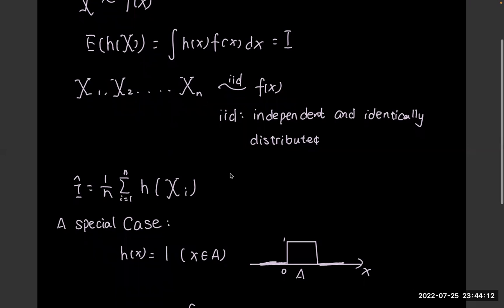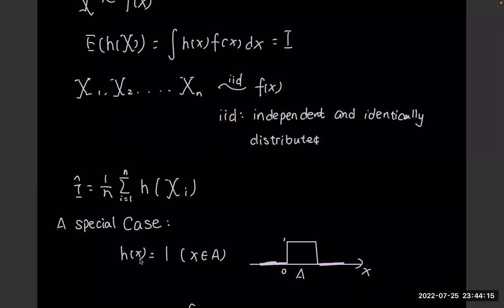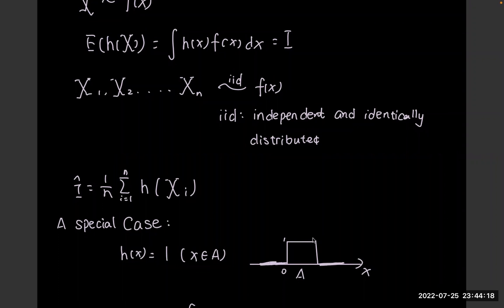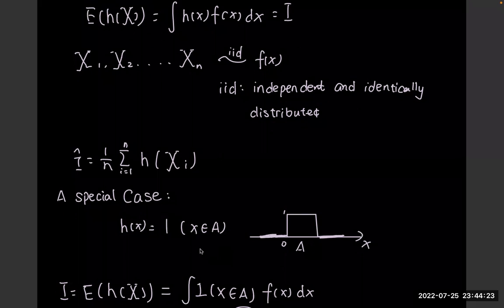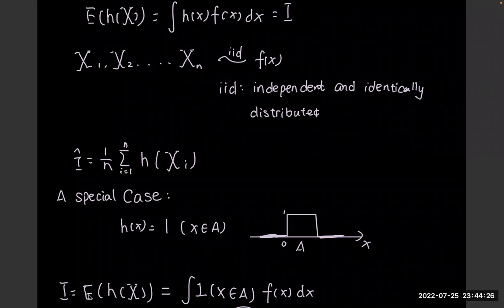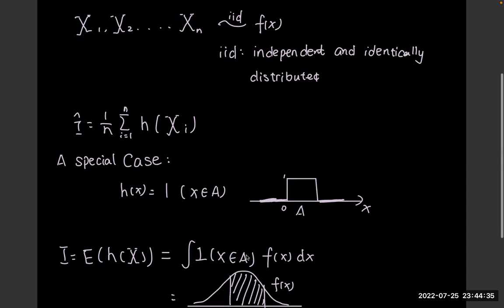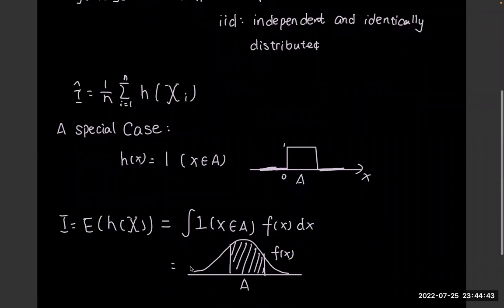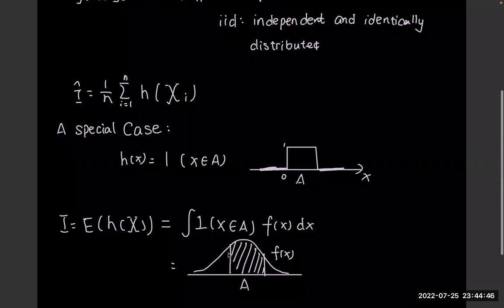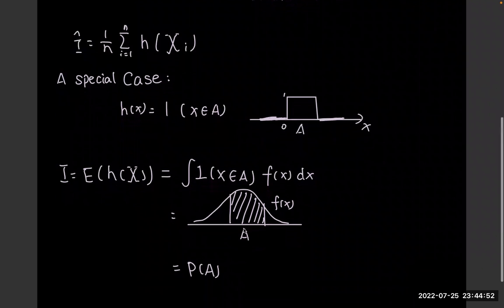A special case is that h of x is an indicator function, so that it is 1 if x is in this set A and 0 otherwise. For this expectation of the indicator function, we can write it as the integral of the indicator function times f(x) dx. Therefore, we only need to compute the integration of f within the range of A, which in the one-dimensional case is the area under this curve within A. So this shaded area is a probability.